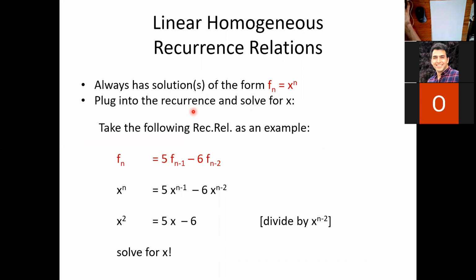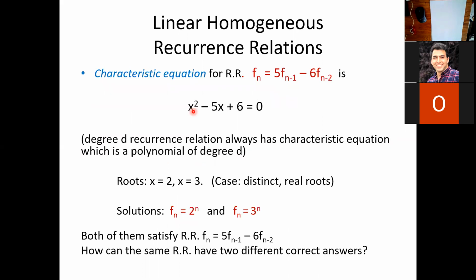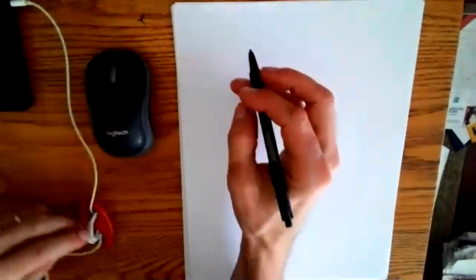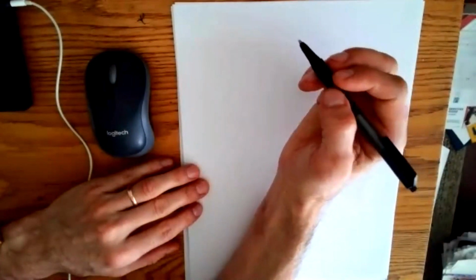I'm not sure what you just said, really. So your roots are x is equal to 2 and x is equal to 3. So then what are you trying to prove here? Are you trying to prove any recurrence relation? No, this is just an example.